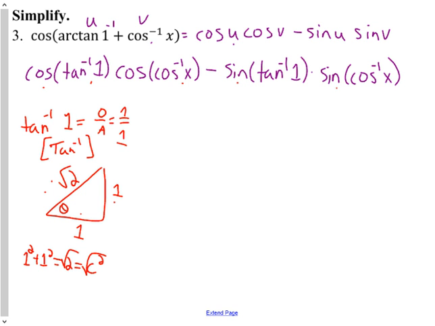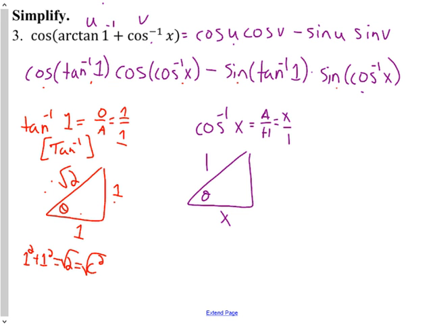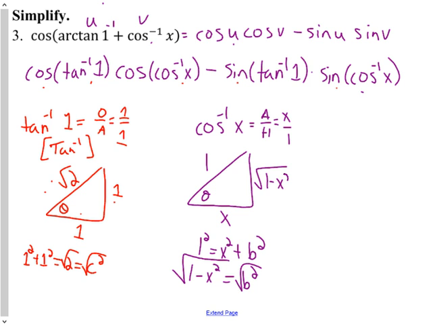Now we need one more triangle for the right side, right? Triangle for cosine inverse of x. So this is my cosine inverse x triangle. Remember, cosine is adjacent over hypotenuse. So my adjacent over hypotenuse is going to be x over 1. Adjacent is x, hypotenuse is 1. And lastly, solving for the missing side, 1 squared equals x squared plus b squared. 1 minus x squared is b squared, and then square root both sides. So this is square root of 1 minus x squared.